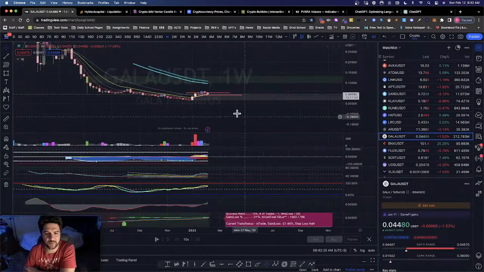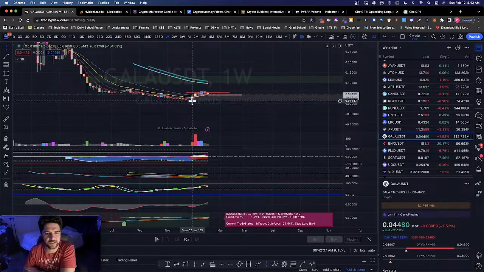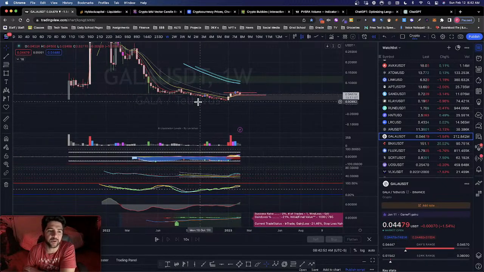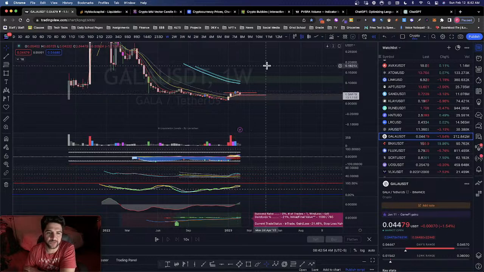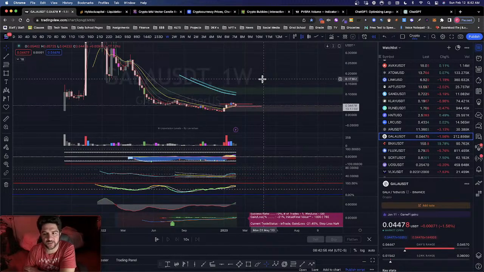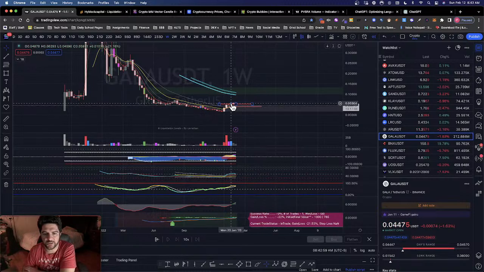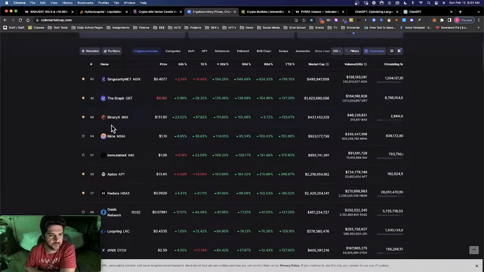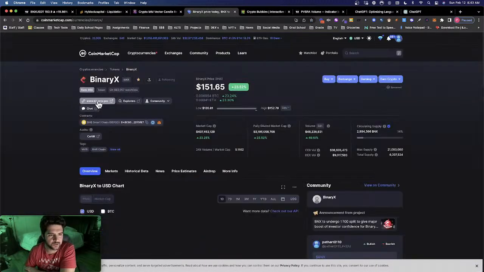See, here's what's scary about Gala. See all the selling they did? It looks like they pumped it, right? They pumped it here, and then this is basically selling at speed at the highest point. It looks like they've dumped all their Gala because they don't want it. Why don't they want Gala? That's what you've got to ask yourself. If they're selling to you, why are they selling? That's selling at speed. That's selling the rest of their bag. So, BNX though, just be careful. Binary X, I forget what it was.